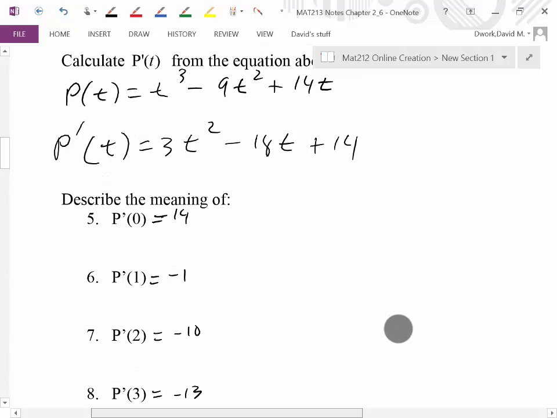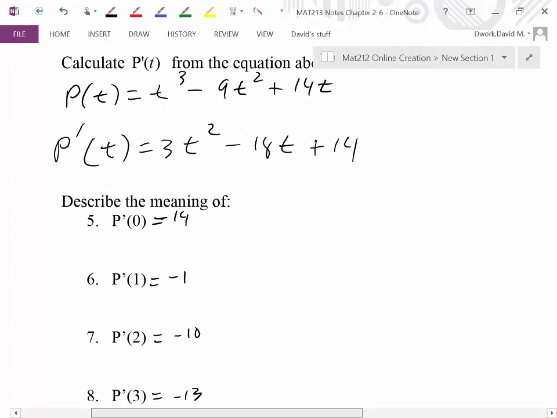Okay, so now I want you to pause the video and think about meaning. Remember that P was measured in miles and T was measured in hours. So think about what that derivative would mean. Okay, pause the video, think about it.